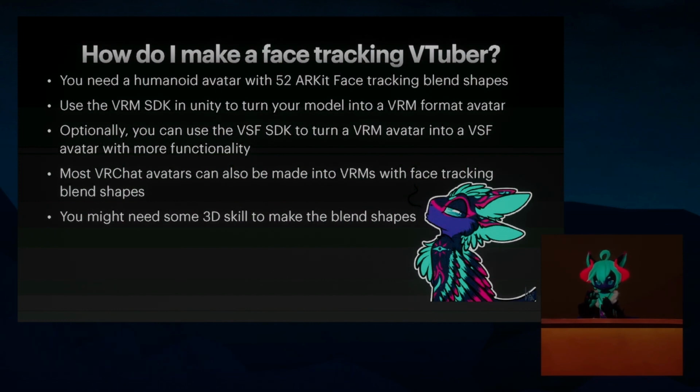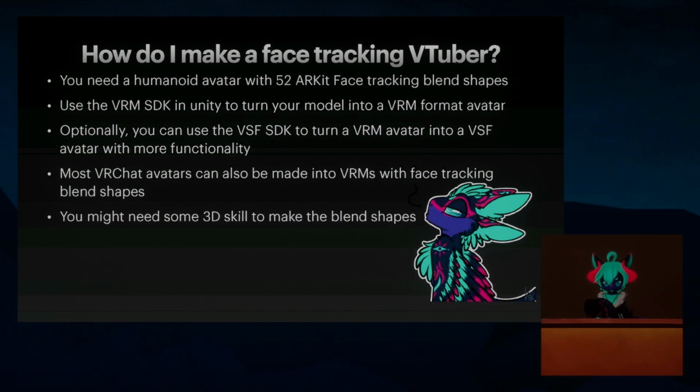So you know that it takes 52 tracking points and a bunch of blend shapes, right? How do we actually get there? Well, first you need to have 52 blend shapes on your model. Most people's models are in FBX, right? And the names of these blend shapes are exact and case sensitive, and I will be linking a resource for that later on in a thread.